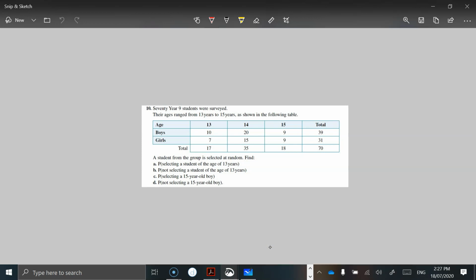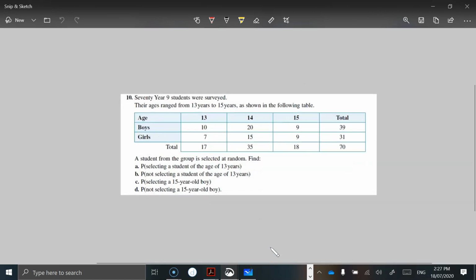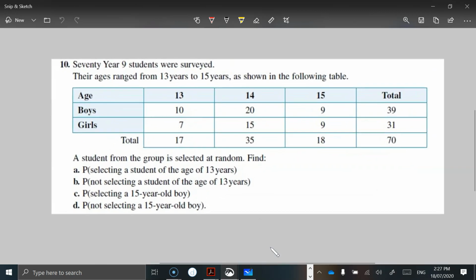Let's go to an example over here. We've got 70 Year 9 students that were surveyed, and their ages range from 13 to 15 years, as shown in the table below. A student from the group is selected at random. Find the probability of selecting a student of the age of 13. The first thing is we know that there's 70 kids here. Age 13, the total is 17. So we could say that 17 out of the 70 is the probability of selecting a student that is 13 years of age.